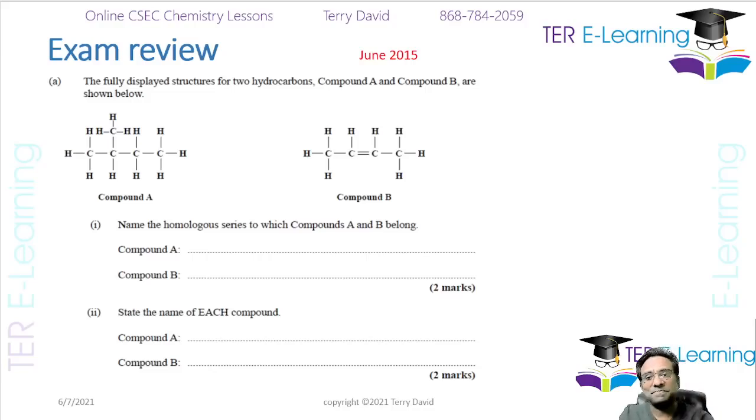So we have a question here. The fully displayed structures of 2 carbon compounds, hydrocarbons, sorry, compound A and compound B are shown in the diagrams below. Name the homologous series to which compounds A and B belong. What do you all think compound A belongs to? Tell me what compound A belongs to and what compound B belongs to, just by looking at the structure.